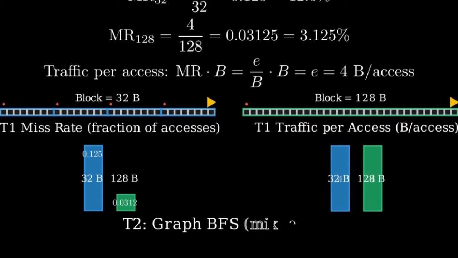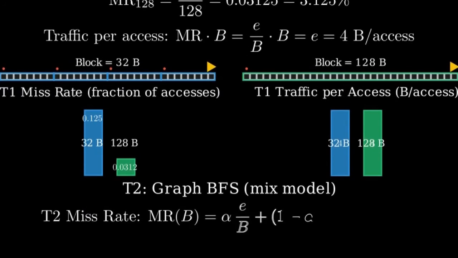Now consider trace 2, a graph breadth first search. We use a simple mix model. A fraction alpha of accesses are sequential scans over adjacency lists, and the remaining 1 minus alpha are random metadata checks like visited flags or queue updates. With this, miss rate of block size B becomes alpha times E over B plus 1 minus alpha times 1.